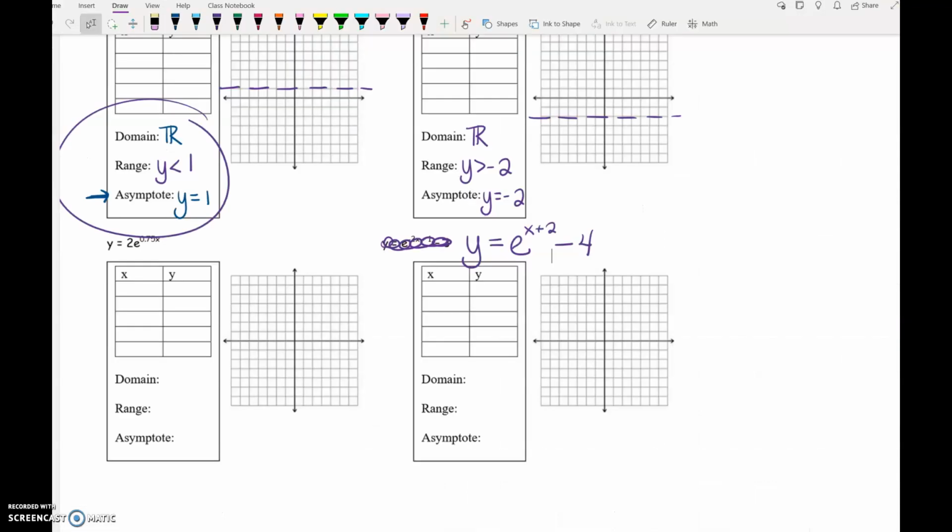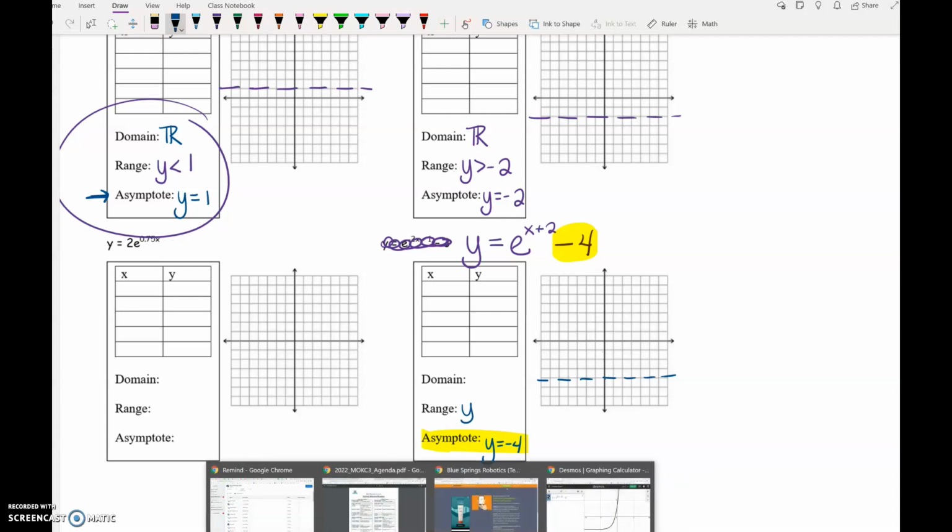So as far as doing these problems for the domain, range, and asymptote, they're the same. The -4 tells us what our asymptote is going to do. Our asymptote is going to be at -4. So I can dash that in. Oops, not very accurate. The range. It's going to be y is either greater than or less than.